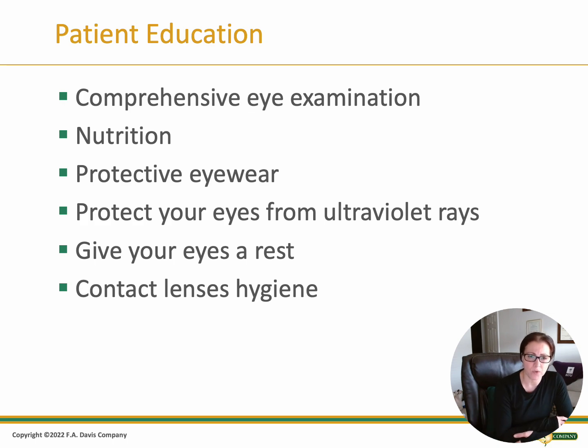nutrition, foods that are rich in vitamin A are very important for the eyes. Really rich colored fruits and vegetables, rich reds, rich oranges, such as carrots, are a great example of vitamin A dense foods. Wearing protective eyewear, especially going out in the sun, preventing ultraviolet light from entering the eyes. And then giving your eyes rest. And then if patients do wear contact lenses, appropriate hygiene should be taught.